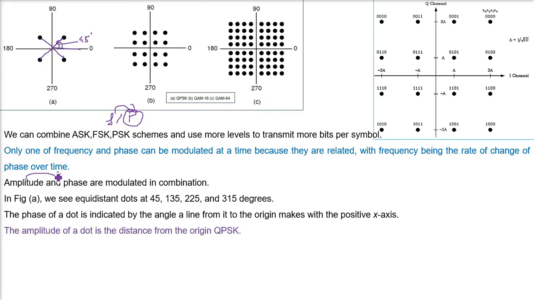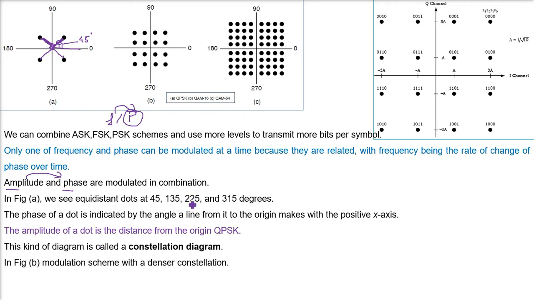Okay. So the phase of a dot is indicated by the angle a line from it to the origin makes with the positive x-axis. The phase is like this. The amplitude of the dot is the distance from the origin. Now this kind of dotted diagram is called a constellation diagram.